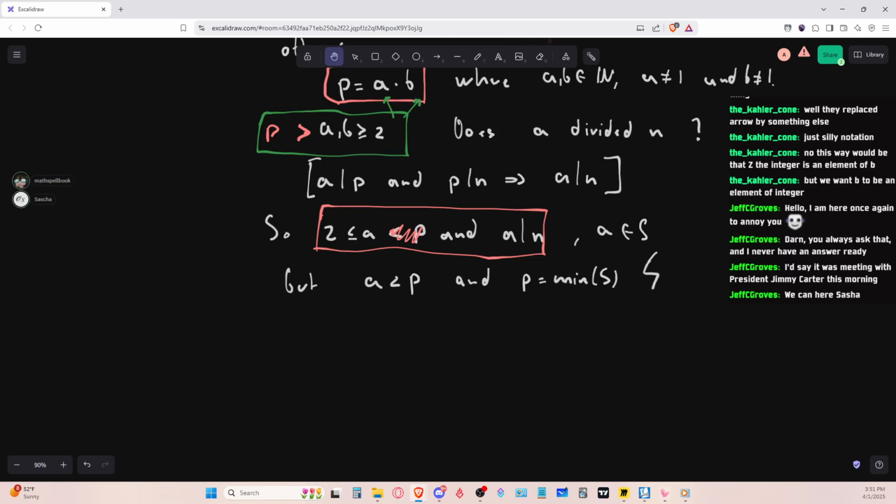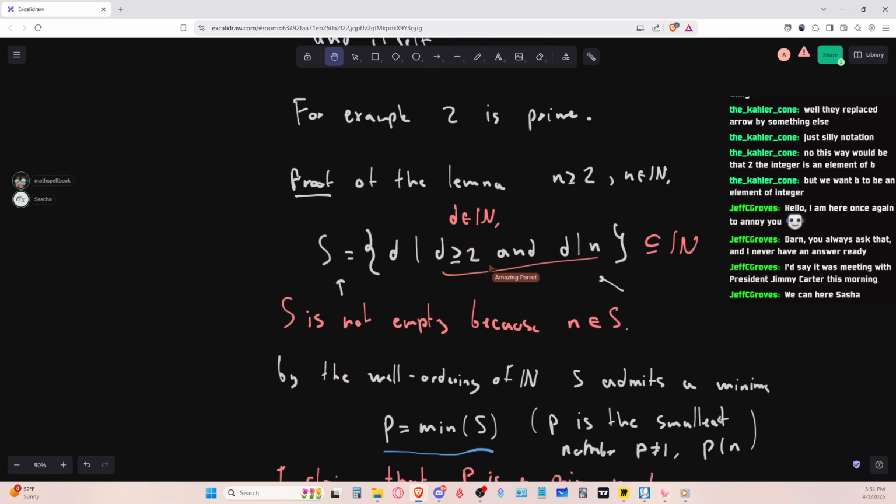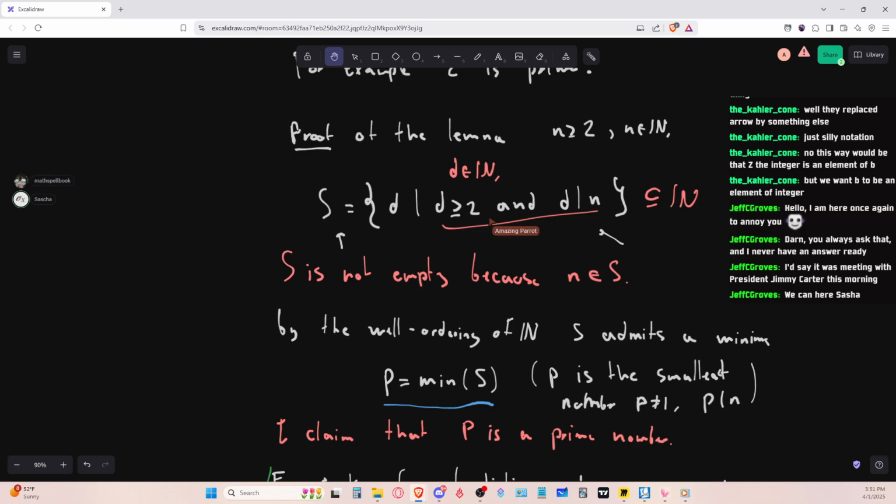So maybe I can just restate the argument. We consider a set S, and if I had to put it in words, I would say it's the set of non-trivial divisors of N. When I say non-trivial, I just mean we don't have one in that set. Then by the well-ordering principle, we know there is some minimum of this set, so let's call it P, and now I claim that P is prime.